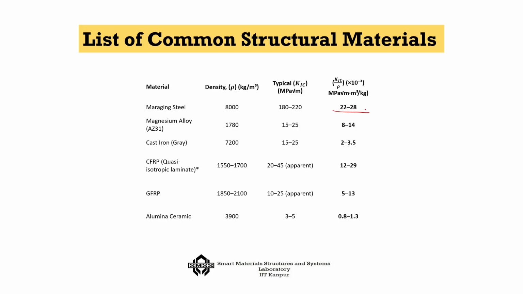comparison. Magnesium alloy could be the next hit, and that is about 8 to 14. Cast iron is quite low, you drop anything made of cast iron, it breaks quite easily. So, 2 to 3.5. CFRP is also good, 12 to 29. GFRP is reasonably okay, and alumina is quite low. So, this is just to give you an idea that if you look from the fracture point of view, what material property to look for and how you can choose a material suitable for your application.